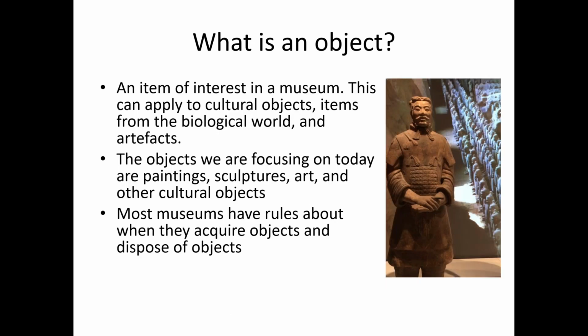So again, more introduction into museum studies. What is an object? It's an item of interest in a museum. This can apply to cultural objects, items from the biological world, and artifacts. Our focus today is on paintings, sculptures, art, and other cultural objects. Most museums have rules about when they acquire objects and dispose of objects, but we won't be covering that very much today.